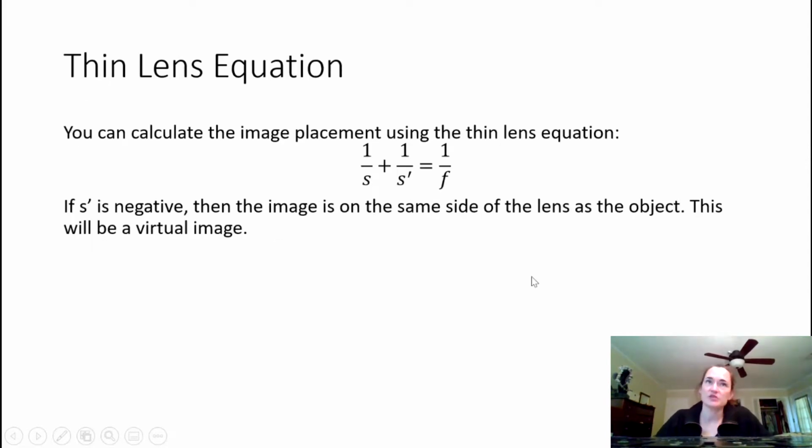You can calculate the image placement rather than doing ray tracing if you want, using the thin lens equation, which works for both converging and diverging lenses. It's 1 over s plus 1 over s prime is equal to 1 over f, which is the focal length. If s prime is negative, then the image is on the same side of the lens as the object, and that's a virtual image.